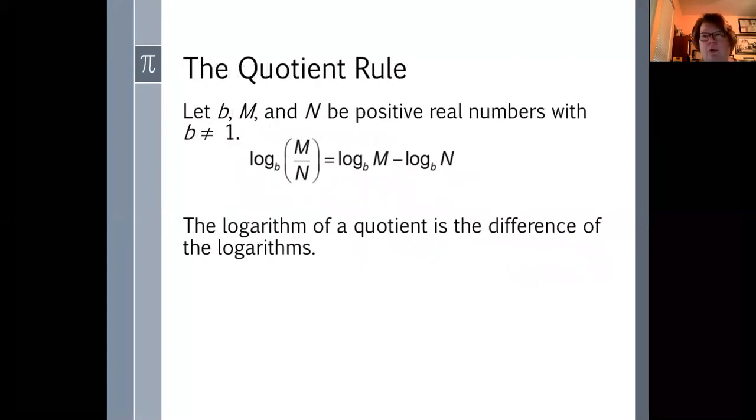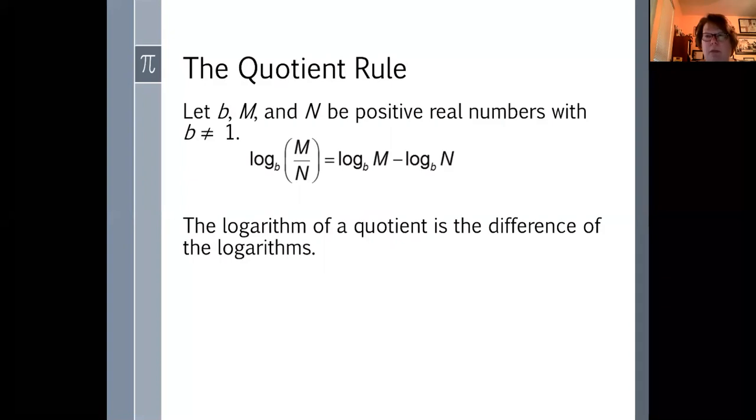The second rule that we have for logarithms is the quotient rule. Let b, m, and n be positive real numbers with b cannot equal 1. Then the log base b of m divided by n is equal to the log base b of m minus the log base b of n. In other words, the logarithm of a quotient is the difference of the logarithms.